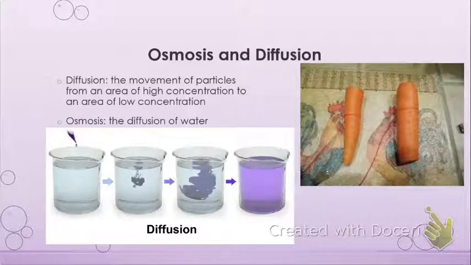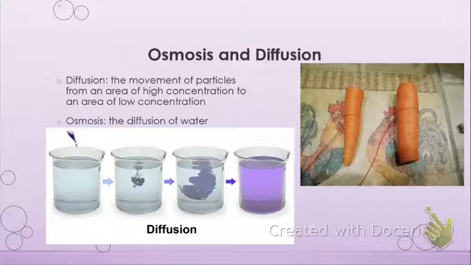So for example, in the picture to the left, someone is dropping a drop of purple dye into a beaker of water. Initially, that drop of dye is very concentrated in one small spot at the top of the water. Over time, however, that drop of dye spreads out so that it's evenly distributed across that beaker of water. That is an example of diffusion because the dye is moving from an area where it is very concentrated in one small spot to all over the fluid, which makes the concentration much lower.